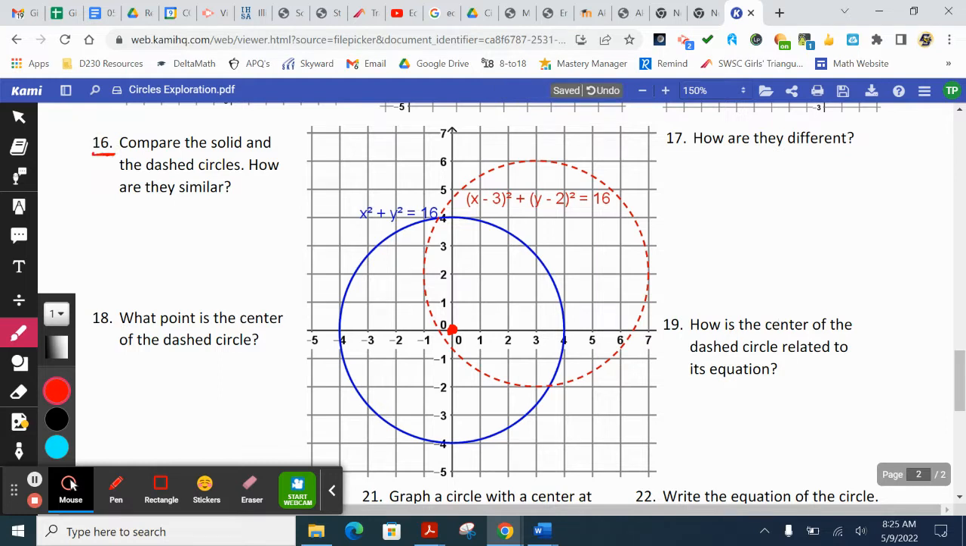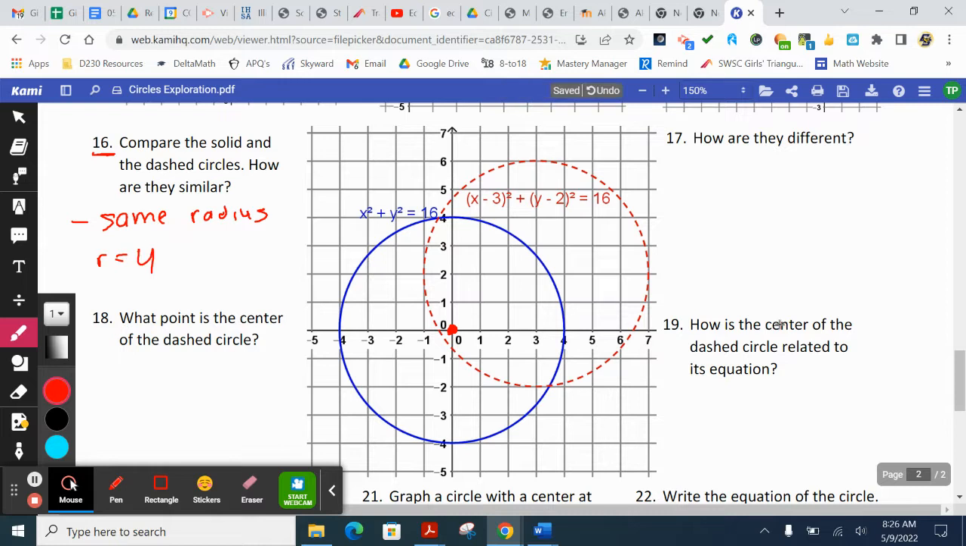So the first thing in number 16, it says compare the solid and the dashed circles. Write down how they are similar. There should be one very clear fact about these that makes them similar. So write that down. All right, and Joe L, how are they similar? Good. They have the same radius. All right, what is that radius, Joe? Good.